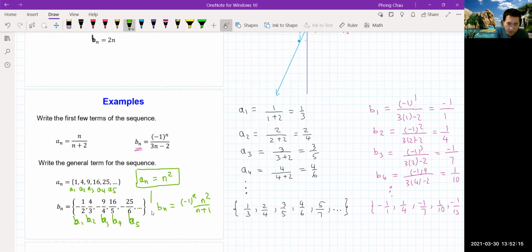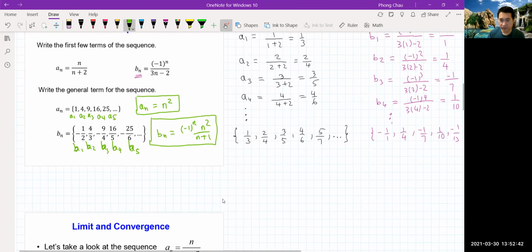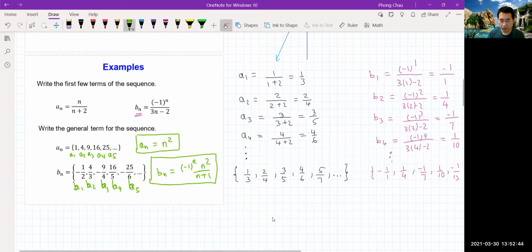So the formula will be (-1)^n times n squared over n plus 1. Right? And of course, for these, either you have formulas or a list, you can always grab the sequence.